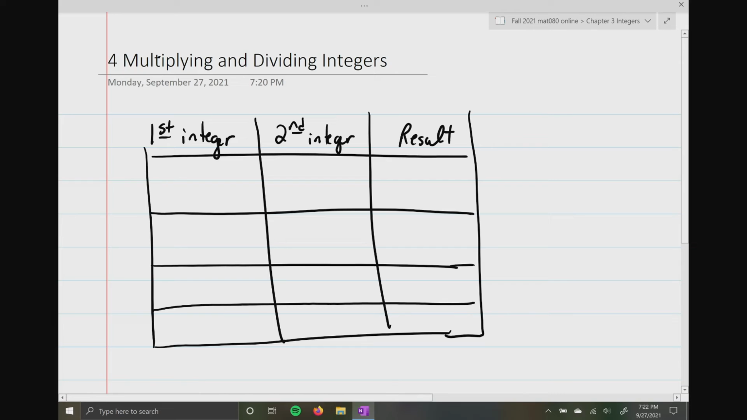So here we go. When your first integer is positive, your second integer is positive, your result's going to be positive. And this applies to both multiplying and dividing. Okay? Now, for the second row, if your first integer is positive and your second integer is negative, the result will be negative. In the third row, if your first integer is negative and your second integer is positive, your result will be negative. And lastly, if your first integer is negative and your second integer is negative, your result will be positive. And like I said, this applies to both multiplying and dividing.